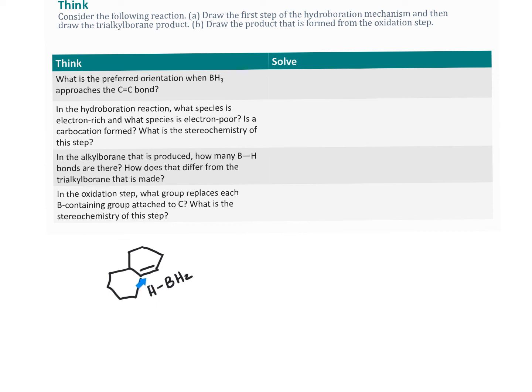The next question you need to ask yourself is, in the hydroboration reaction, what species is electron rich and what is electron poor? Double bonds are electron rich. Boron, because it lacks an octet, is electron poor. We draw arrows from electron rich to electron poor. And so when we do this, we draw to here, and then we start our arrow here, and it goes there.